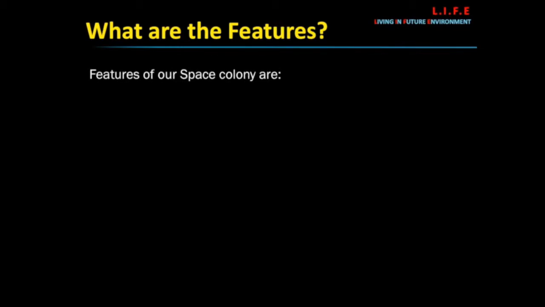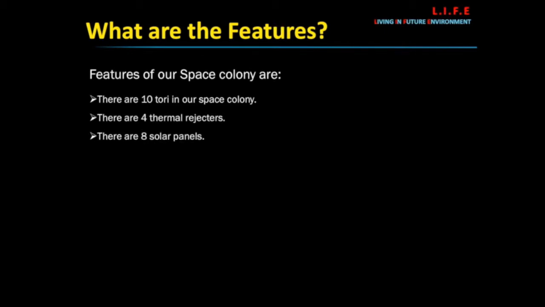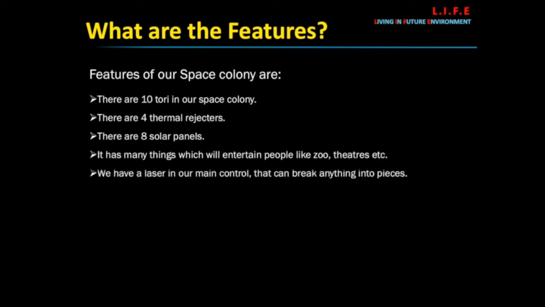What are the features of our space colony? Features of our space colony are: there are 10 tori in our space colony. There are 4 thermal rejectors. There are 8 solar panels. It has many things which will entertain people like zoo, theatres, etc. We have a laser in our main control that can break anything into pieces. It also has all the facilities available on Earth.